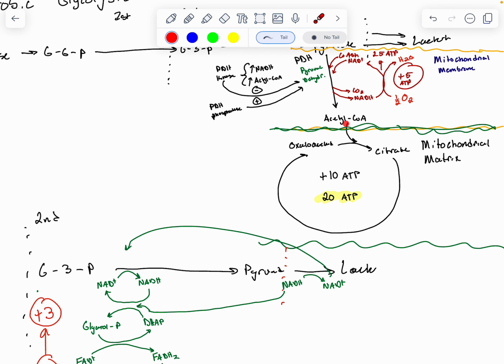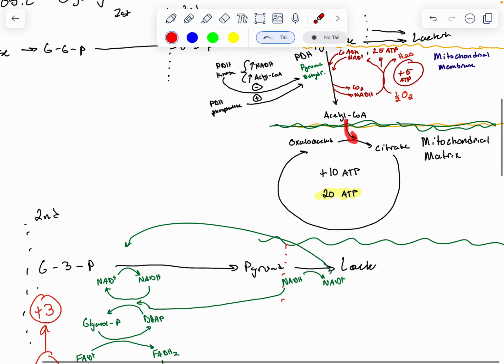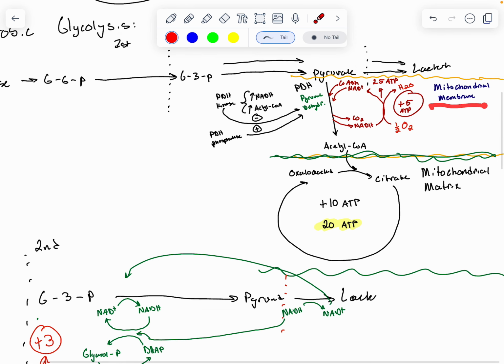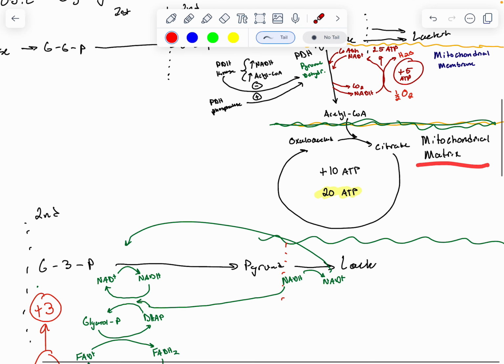Acetyl-CoA, being one of our products, is going to come down here, combine with oxaloacetate, turn into citrate through citrate synthase. Citrate is going to come around and just go through all those different reactions in the TCA cycle. And per 1 rotation, we get 10 ATP. Per 2 rotations, we get 20 ATP, and we get the 2 rotations when we get 1 molecule of glucose. And again, PDH system, mitochondrial membrane, TCA cycle in the mitochondrial matrix.